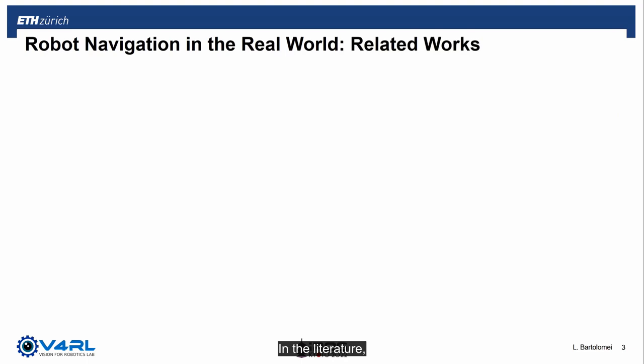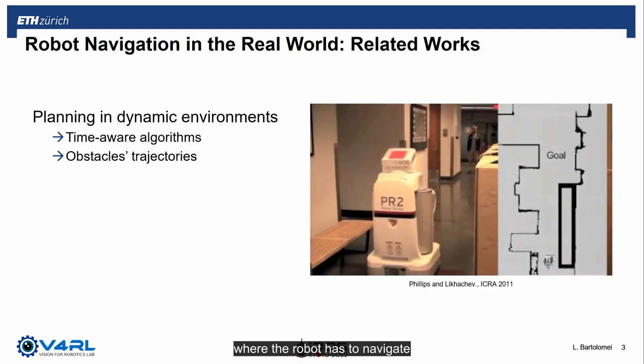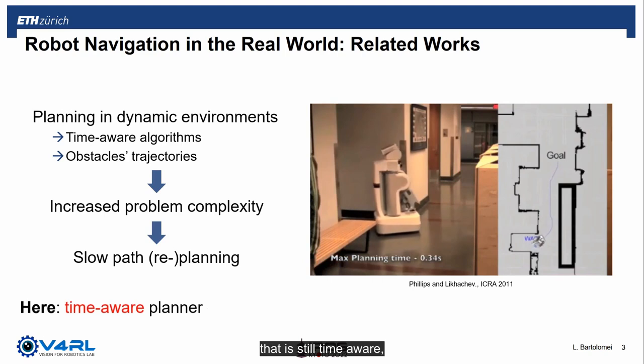In the literature, the most common approach to tackle the problem of navigation in dynamic environments is to use time-aware trajectory generation algorithms that take into account the path of the obstacles. This is the approach followed by the similar work by Phillips and Likhachev, where the robot has to navigate towards a goal position, avoiding collision with a pedestrian. However, time-aware algorithms generally imply harder problems to solve, leading to slow path planning solutions. In this work, we propose a path planner that is still time-aware, but that can generate new safe paths at high frequencies in dynamic environments.